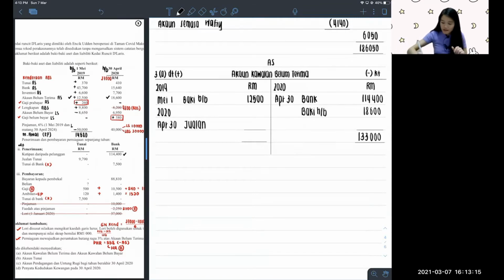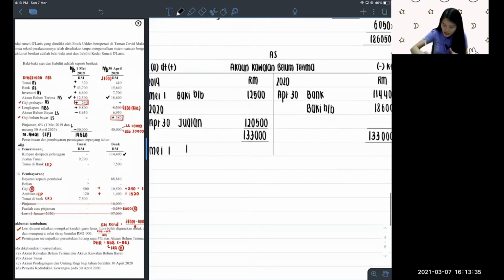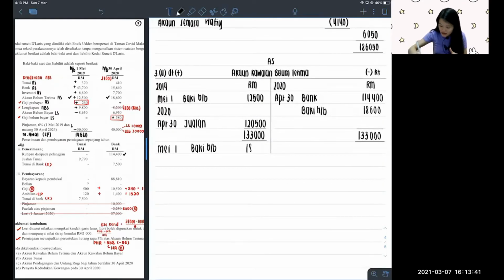Okay, so if I want both sides to balance, how much is our jalan credit? So minus 12,500, jalan credit is equals to 120,500. So since they asked for account kalan, yeah, you have to do perfect for them. Baki HB bring back to the opposite side, so it became May 1st again. Baki BB, 18,600.